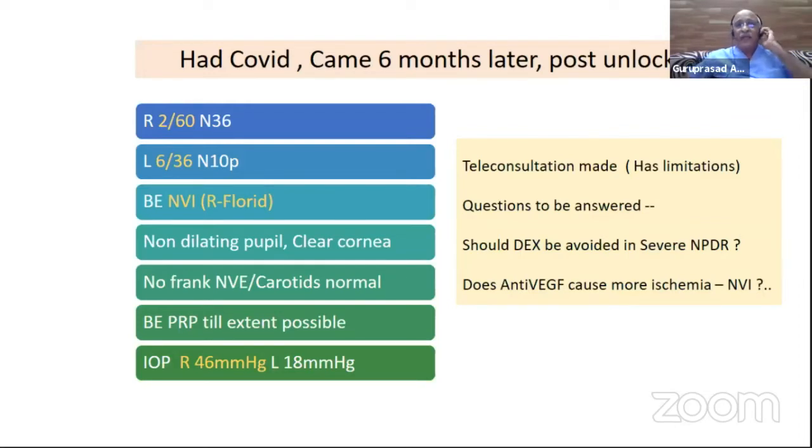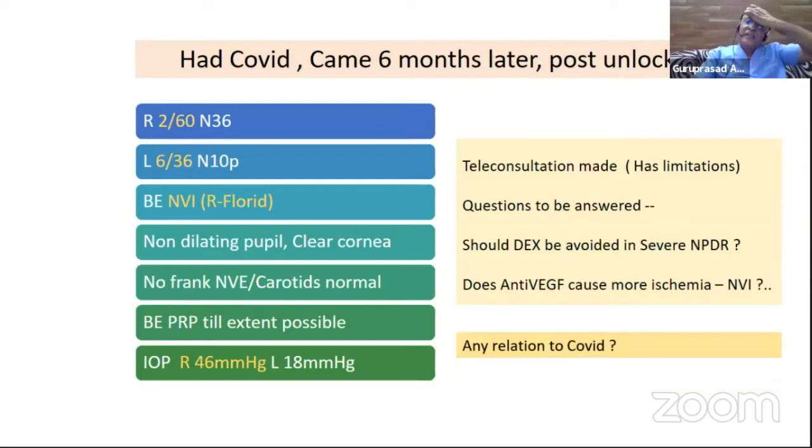We had a couple of teleconsultations, but I think that has limitations, and we cannot depend much on teleconsultation. And the questions I wanted to be answered in this particular patient was, should DEX be avoided in severe NPDR because of the possibility of the VEGF being not controlled well, and could that have caused the NVI? And does anti-VEGF also cause more ischemia, and can that result in NVI? These are the two questions probably we can take up in the discussion. And did this NVI have anything to do with COVID fever?